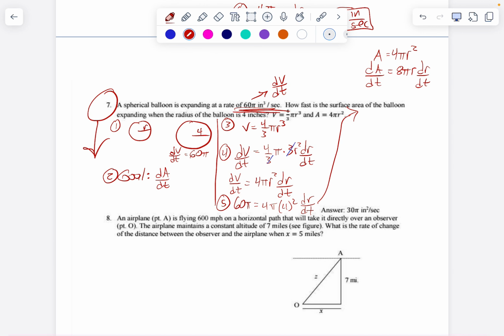So I'm going to try to combine some steps. So pi's cancel, and then 16 times 4 is 64. So dr/dt is 60/64ths. That's 15/16.